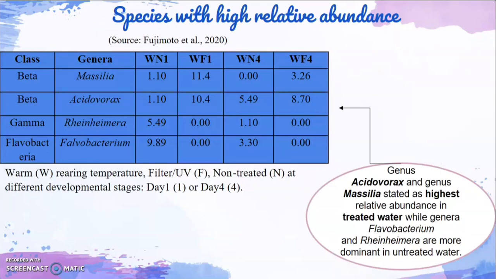Next is species with high relative abundance. The table shows the highest and the lowest relative abundance of microbes on lake sturgeon egg surface at 2 factors and 2 developmental stages, which are day 1 and day 4. Genus Acidovorax and genus Massilia stated as the highest relative abundance in treated water, while genera Flavobacterium and Rhizobium are more dominant in untreated water.